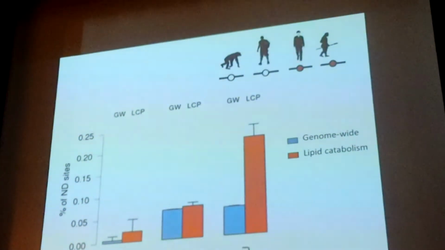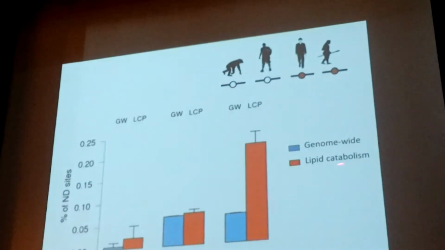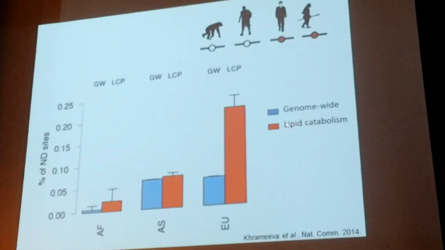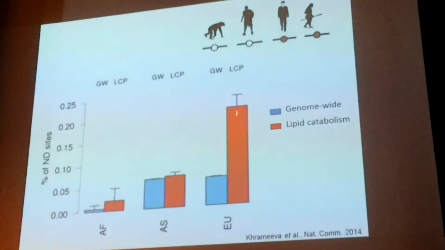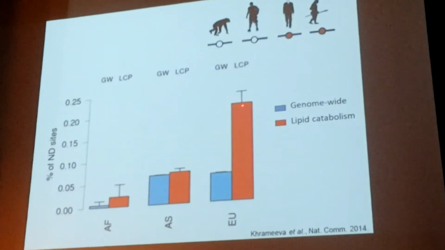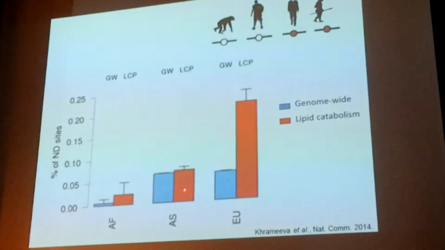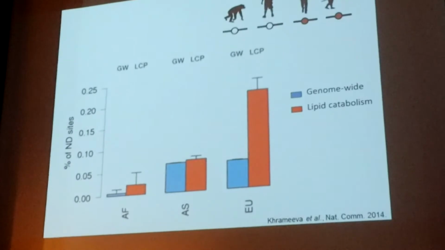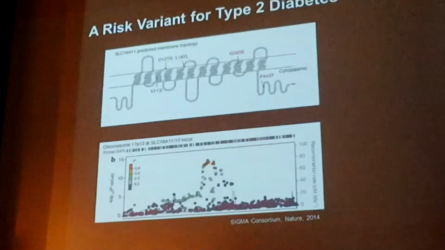There's a group in Shanghai who have shown that if you look at genes involved in lipid catabolism, so how you degrade lipids, they have a big tendency to come in Europe from Neanderthals that you don't see in Asia and of course not in Africa. We don't know at all what this means metabolically, but something may be going on.